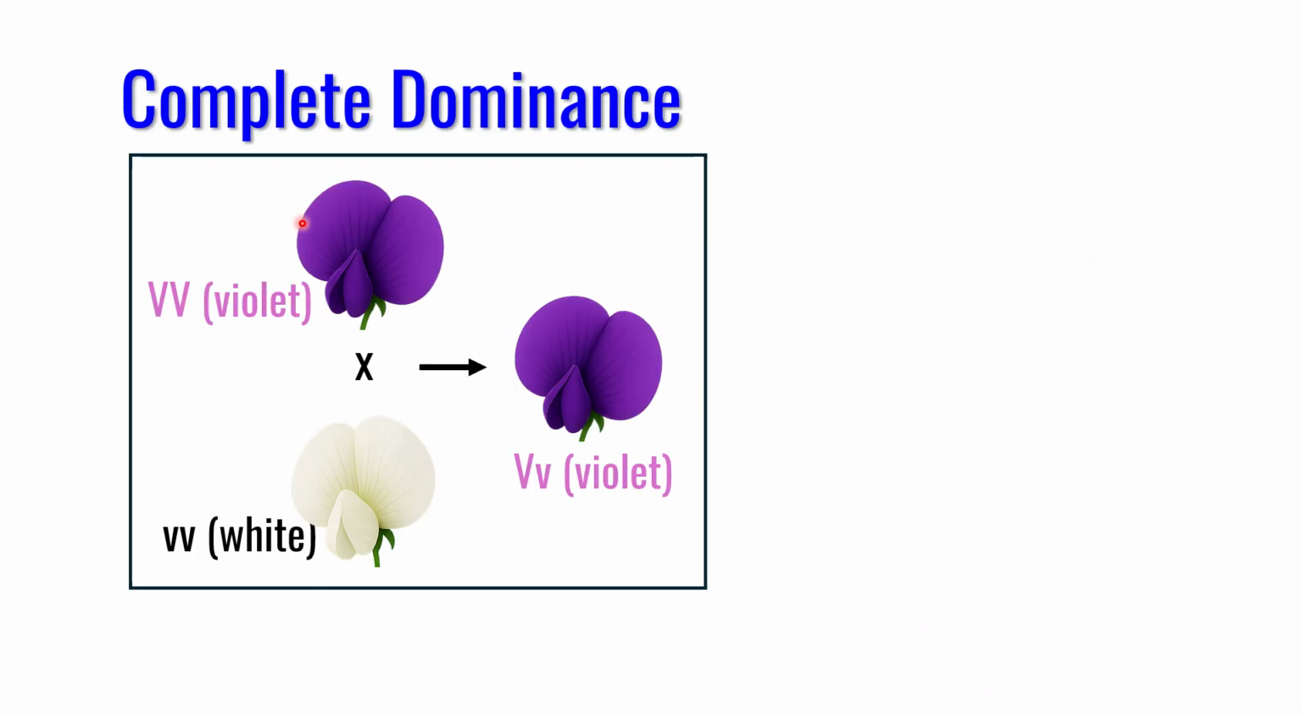I will now explain the complete, incomplete, and codominant inheritance patterns. So let us start with complete dominance. Mendel, when he crossed a pure white flower with a pure violet flower, reported that all the offspring hybrids expressed only the violet trait, or a dominant allele, which completely masked the white or recessive allele. This pattern of inheritance is known as complete dominance.